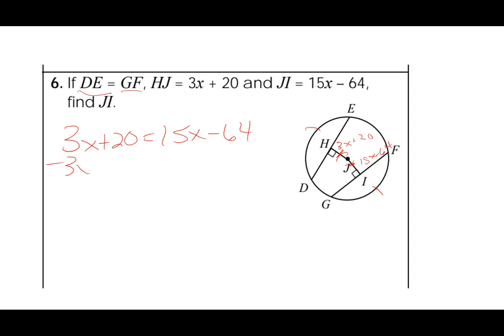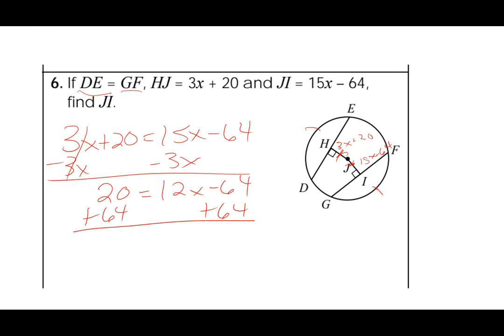So subtract your 3x. We get 20 equals 12x minus 64. Add 64. We get 84 equals 12x. And therefore x equals 7.